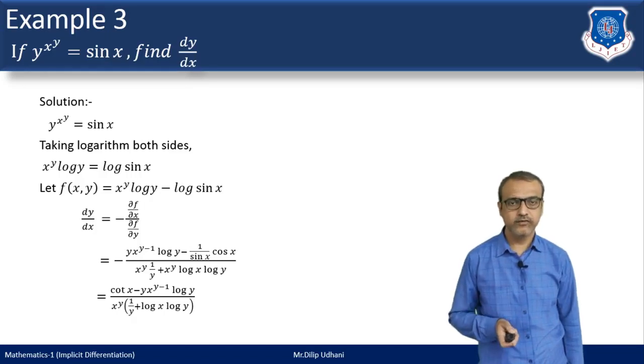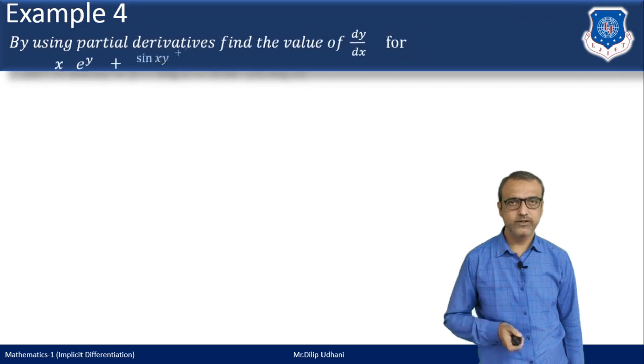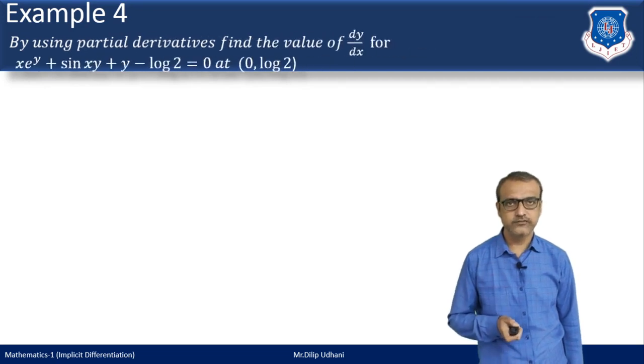And in the denominator we will take x raised to y common, so in the bracket we have 1 over y plus log x into log y. So this is the derivative of the function y raised to x equals x raised to y equals sin x. Now we will see example number 4 related to this topic.